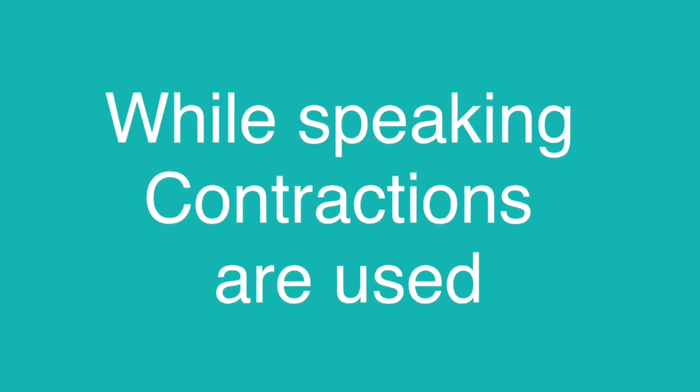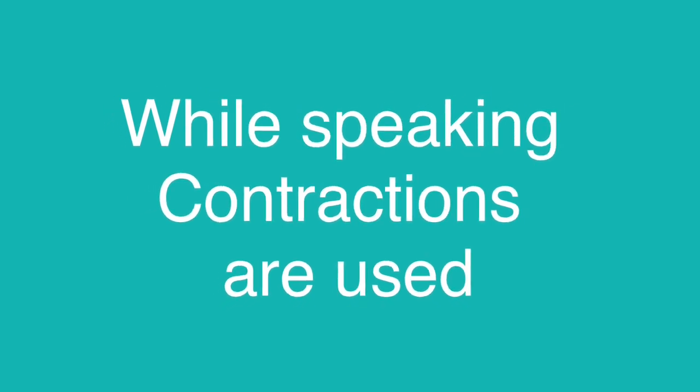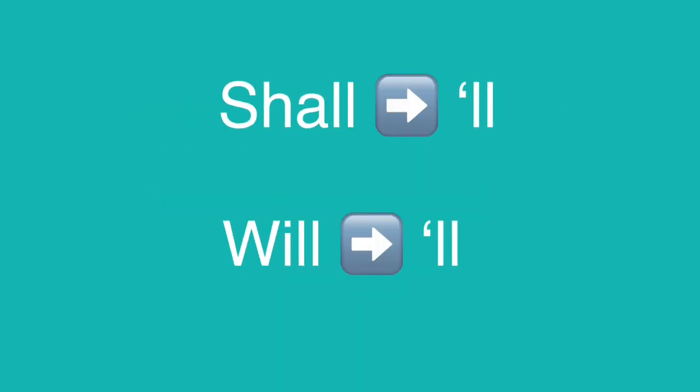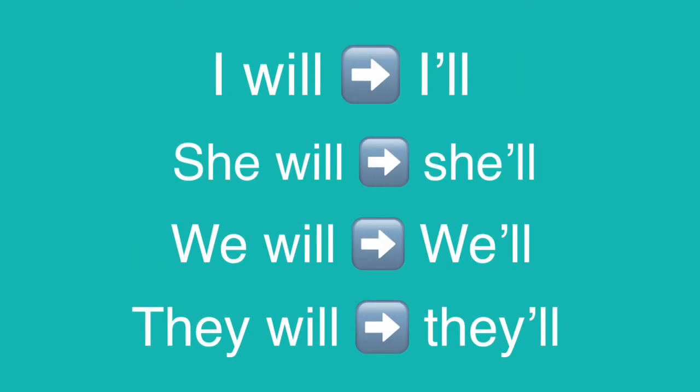While speaking or talking, shall and will are used in their contracted forms. For example, I'll, she'll, we'll, they'll, and so on.